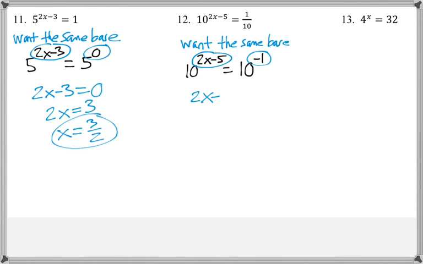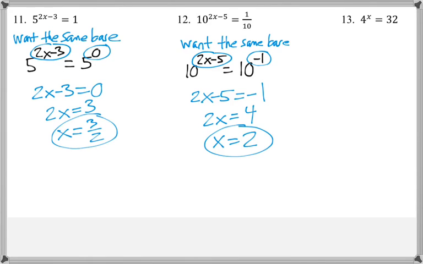So 2x minus 5 is equal to negative 1. And then add 5. And then divide by 2. And x is equal to 2.